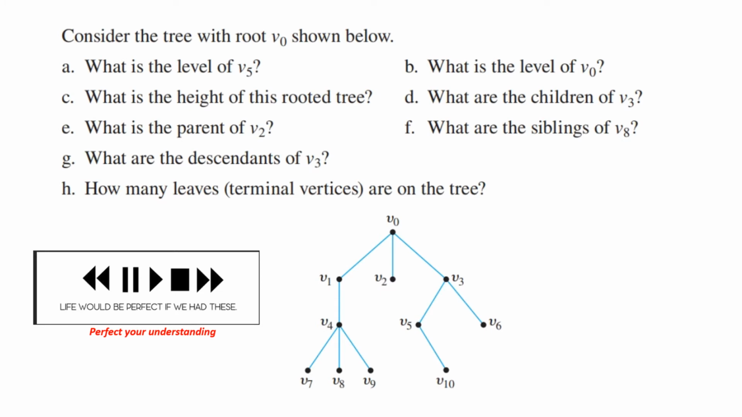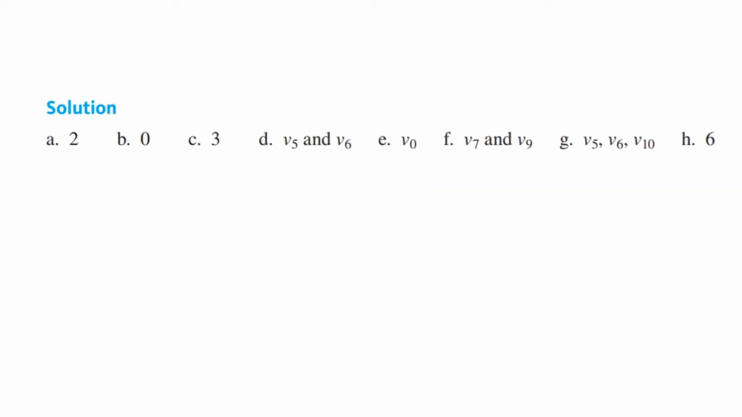So let's see how good we are with these definitions. You're going to hit pause and answer the following questions. We have a tree with root v0, and it's shown down here. Press pause now and let's see how you do answering all these questions. Let's see how you did. If you didn't get any of these answers correct, you should go back and rethink it. But I hope that you got these correct.